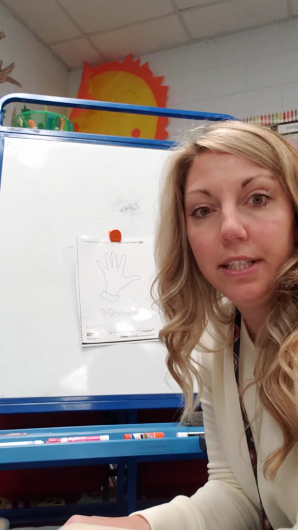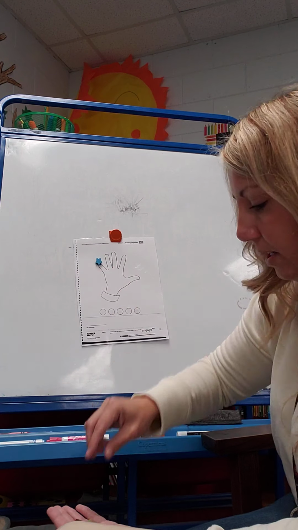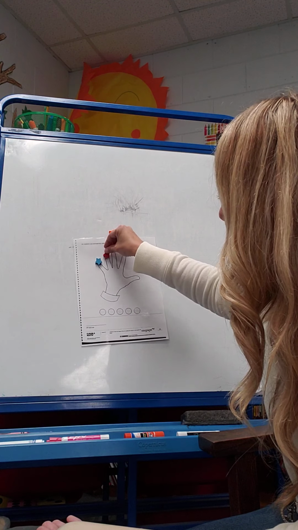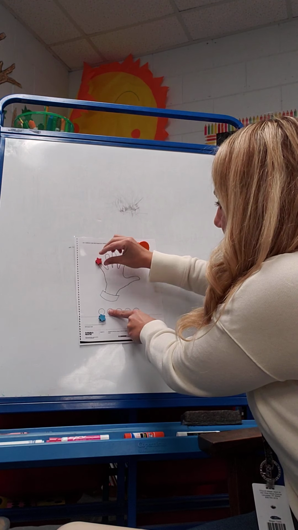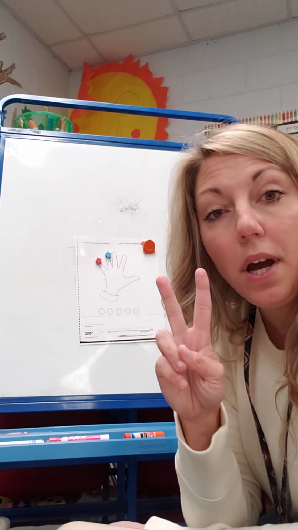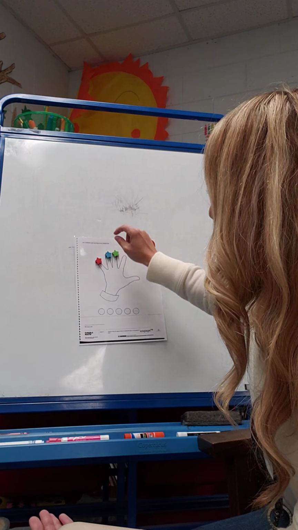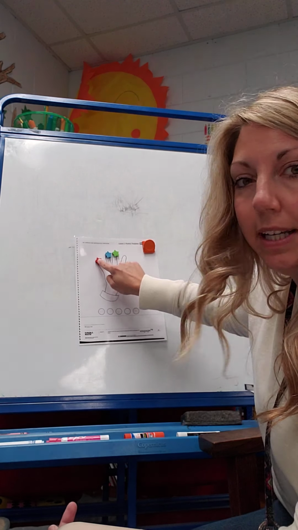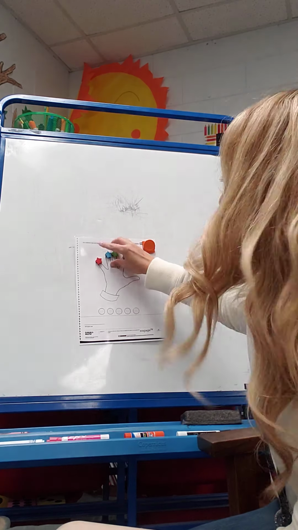So I'm going to put 2 on there. Ready? 1, 2. Okay, there's 2. All right, so 2. I want to add 1 more. So if I put 1 more, how many do I have now? 1, 2, 3. Good, okay.